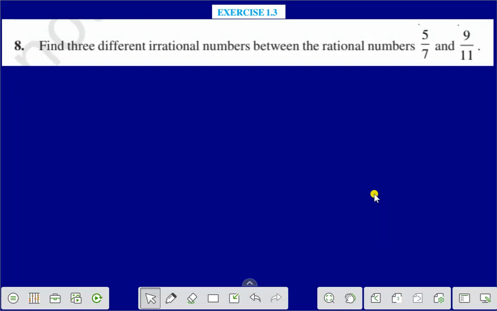Hello everyone, today we shall discuss exercise 1.3 question number 8. Find three different irrational numbers between the rational numbers 5 by 7 and 9 by 11. Let us solve this. Let us find.